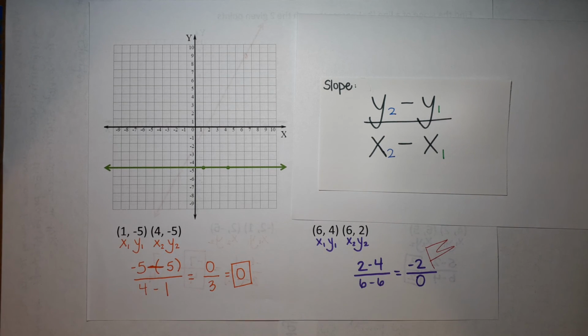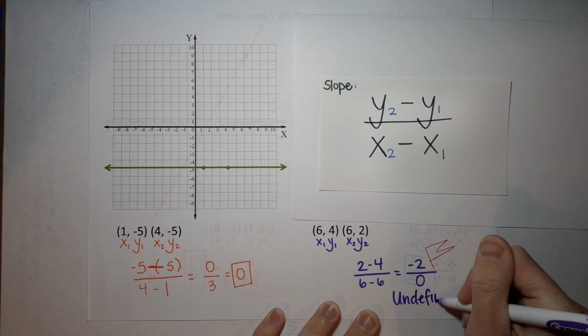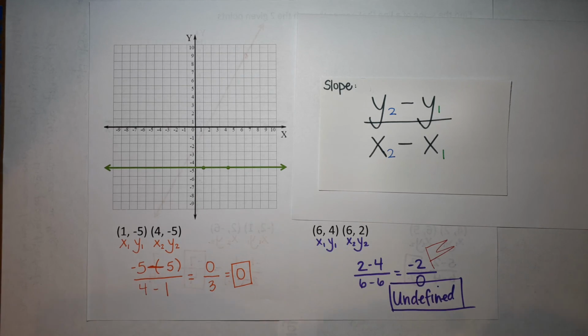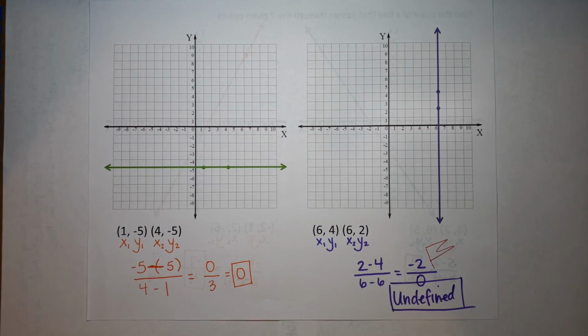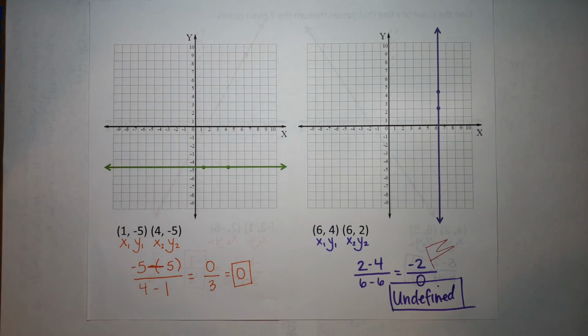So what does that mean for slope? That means this slope is, you got it, undefined. This slope doesn't want to be defined. And it looks like this, straight up and down.